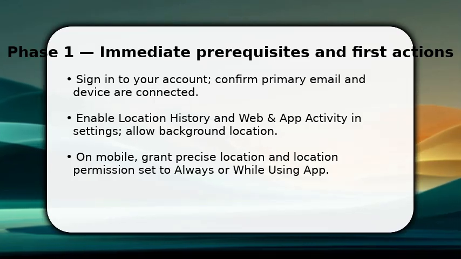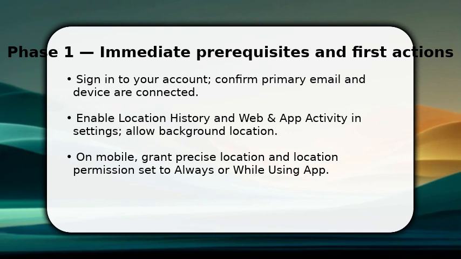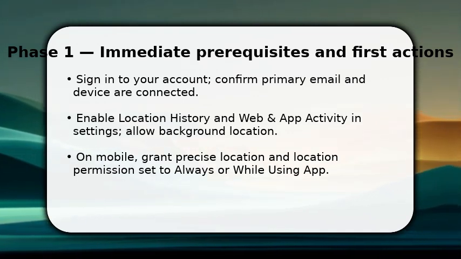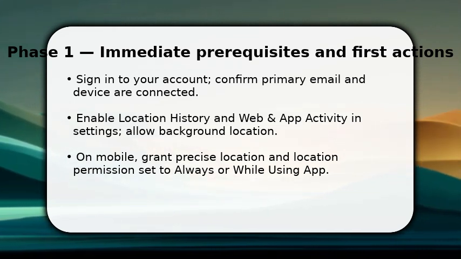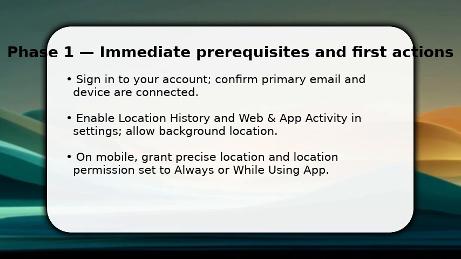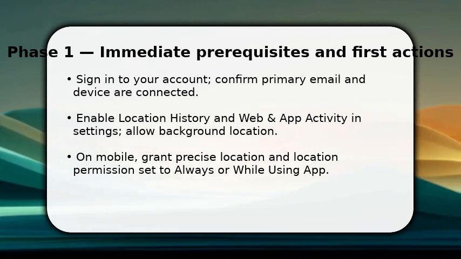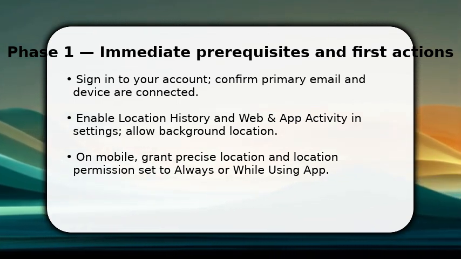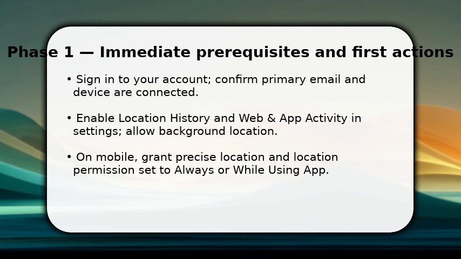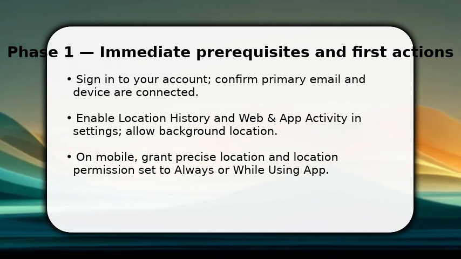You begin by signing into the account that stores travel logs. Use the device you normally carry. Enable location history and web and app activity. This captures timeline entries. Once done, make sure app permissions allow precise location and background access, otherwise new data won't record. If you have multiple accounts, switch to the correct profile now.